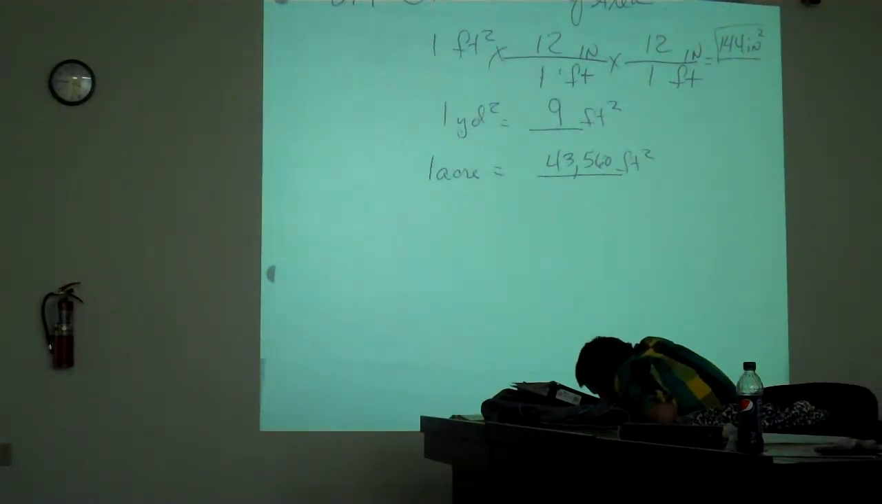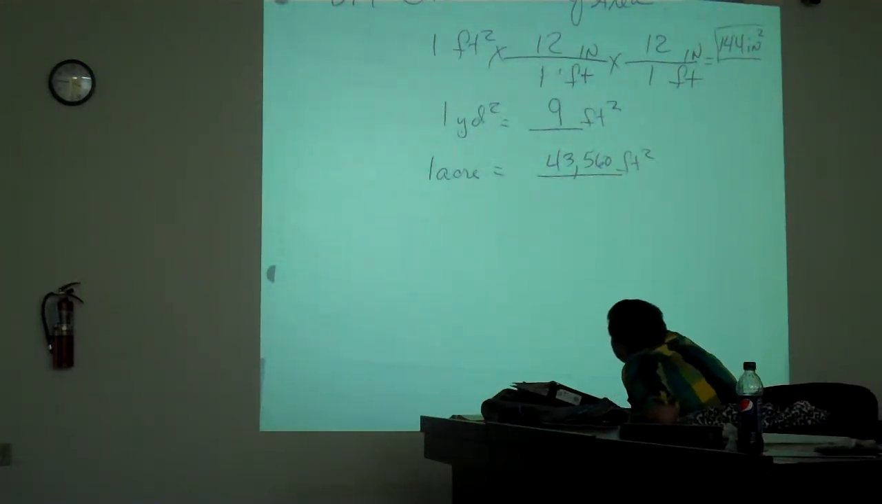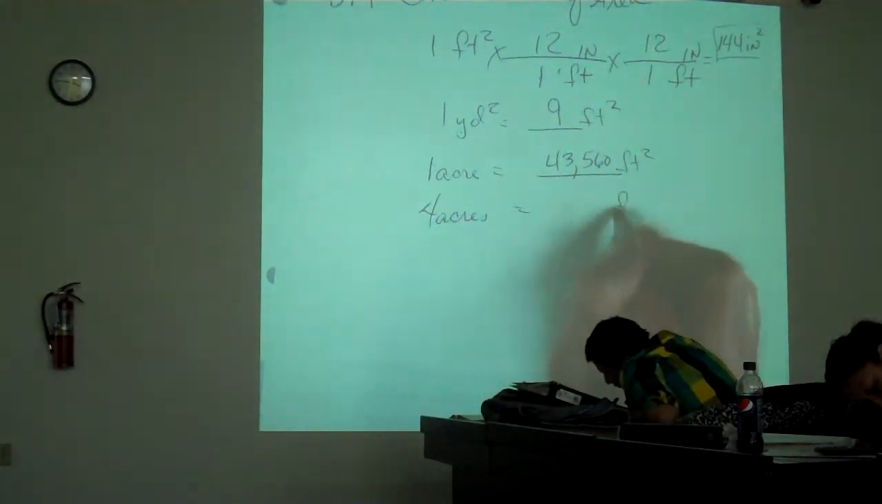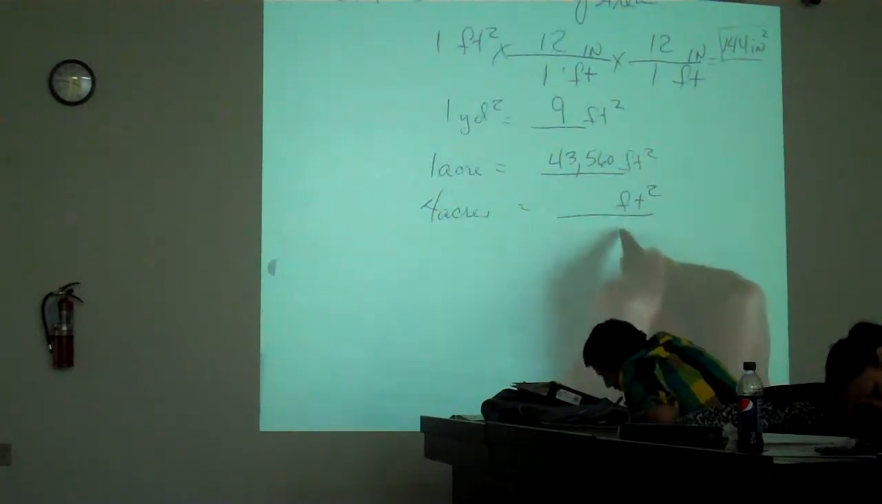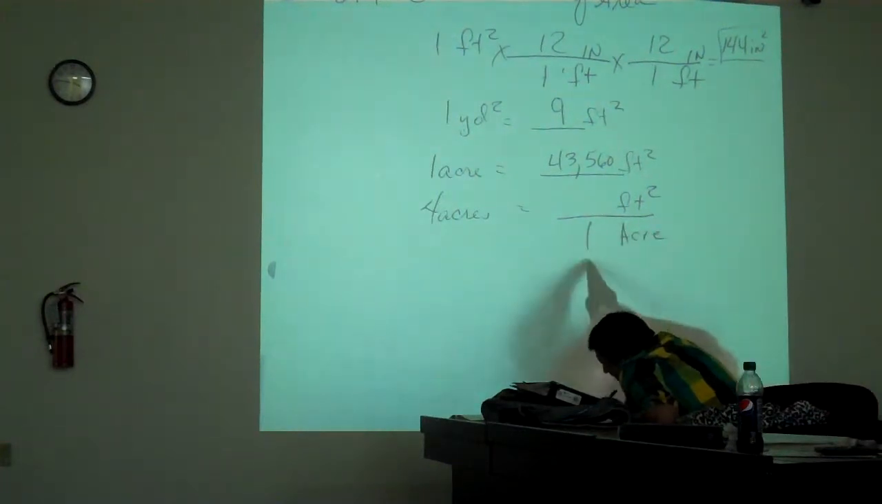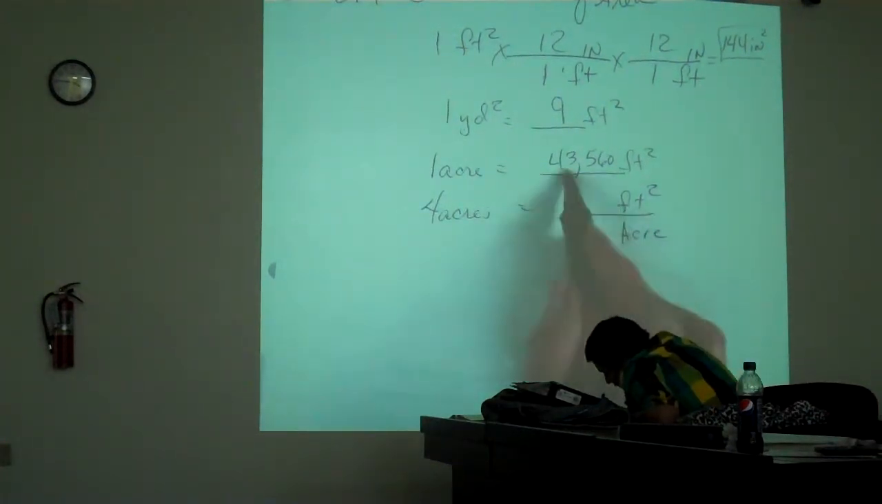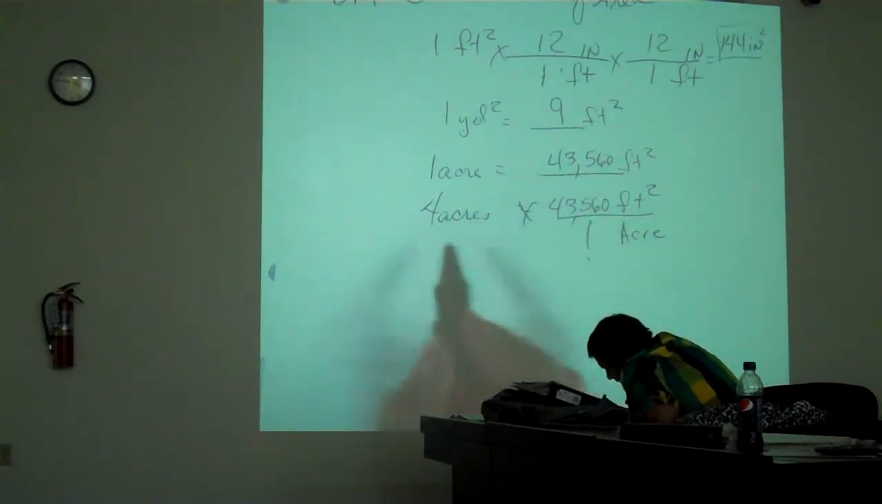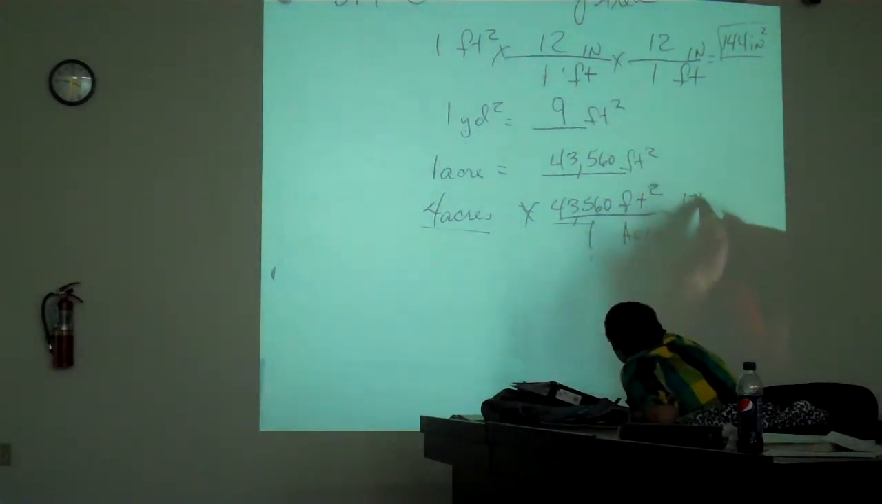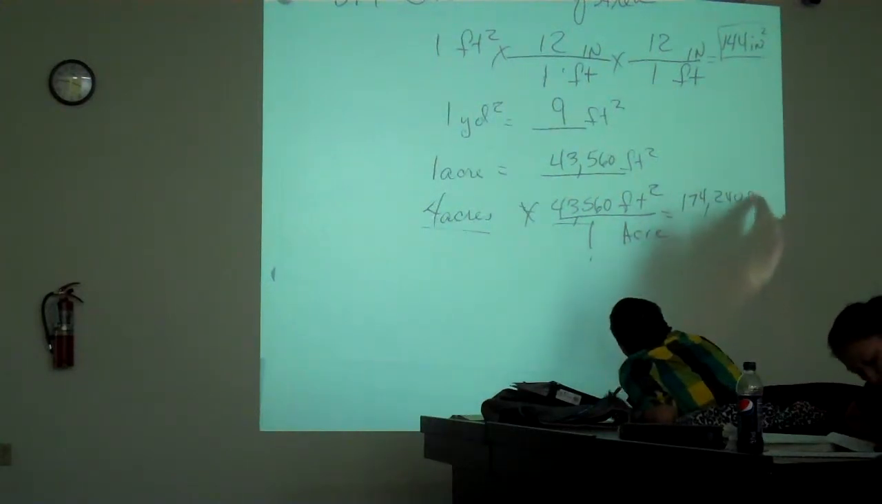Okay, so let's do 2 acres, or yeah, let's do 4 acres. 4 acres is how many square feet? So put the 1 acre down here. 1 acre was how many square feet? 43,560. Yeah. So you're going to multiply 4 times that to get it, right? Four acres is 174,240 square feet.